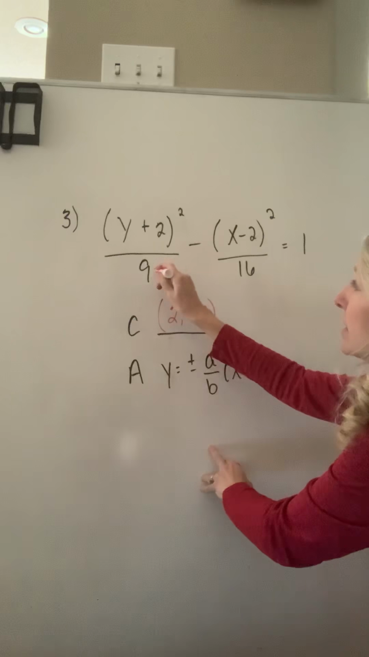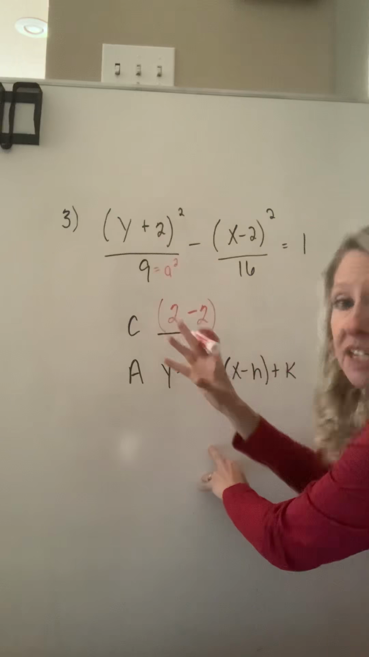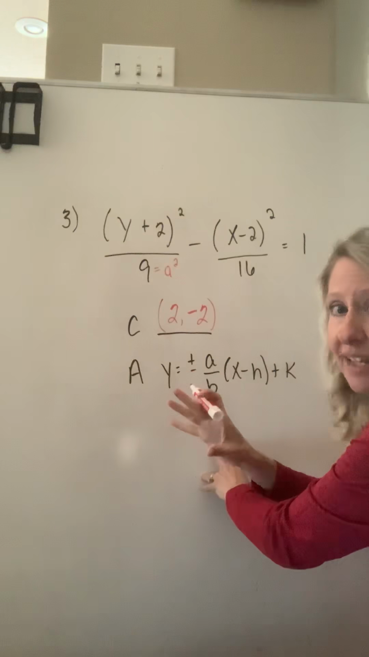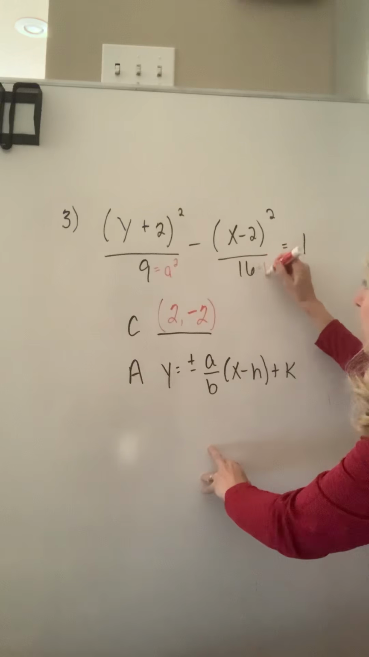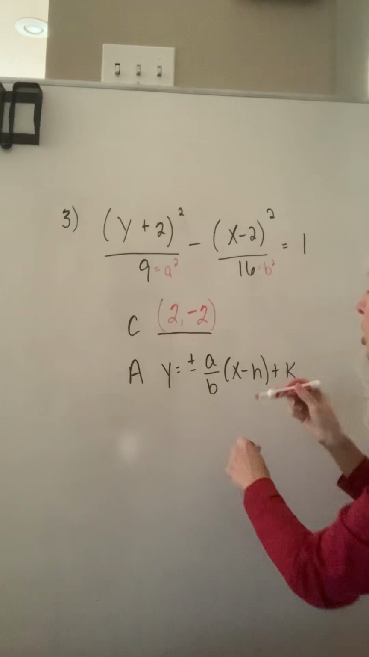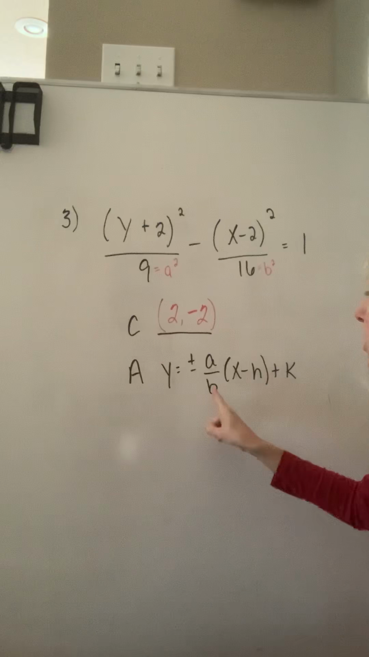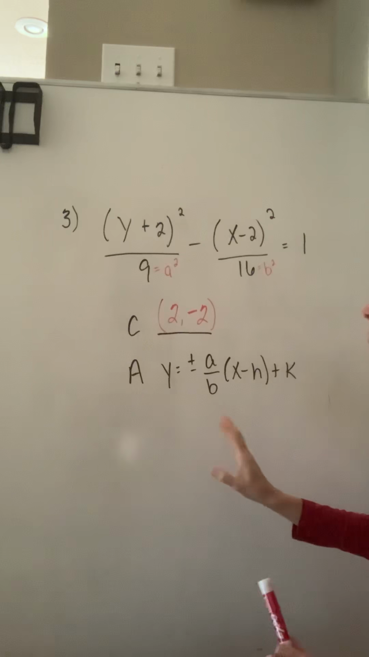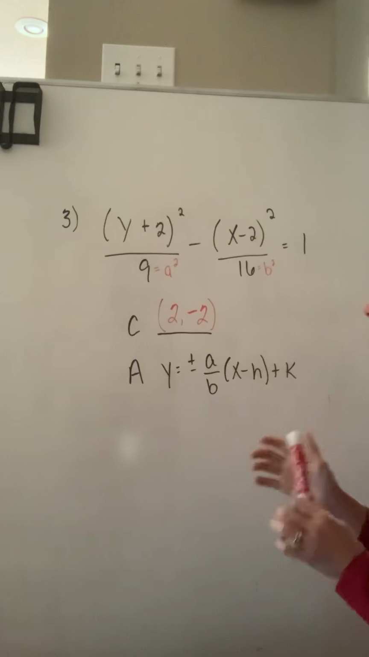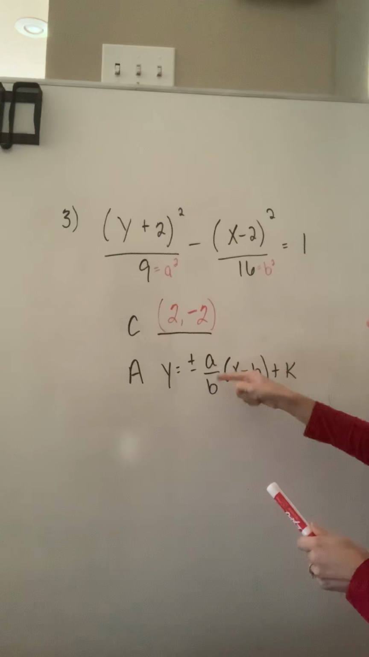Now this 9, that is still your a squared because the first denominator is always the a squared. And then the 16 is going to be the b squared. So when we go to do the asymptotes, notice that the formula for asymptotes here is now a over b. We're still going to do the same thing we did, it's just a different order. Now you have the a over b.